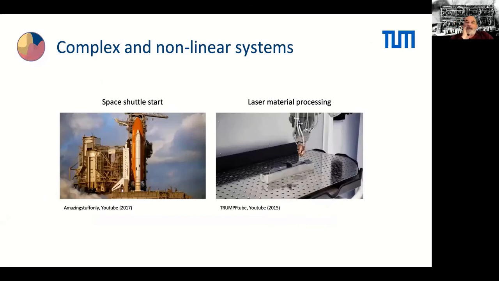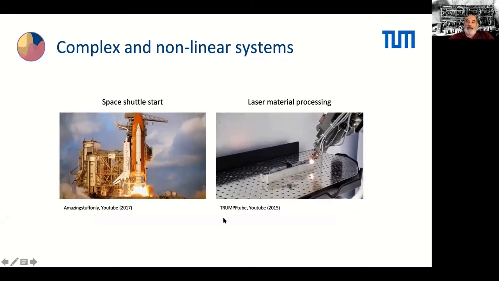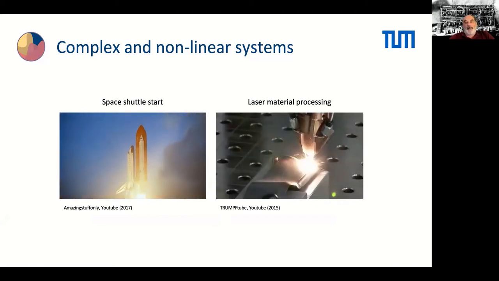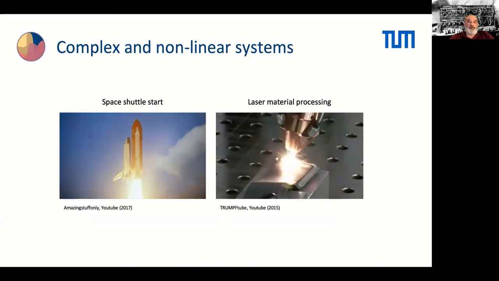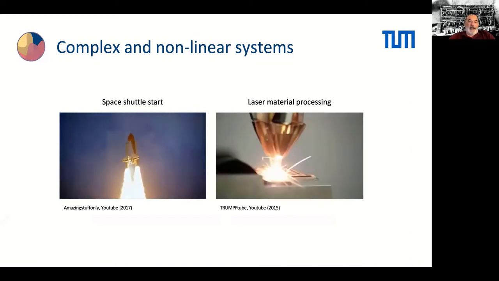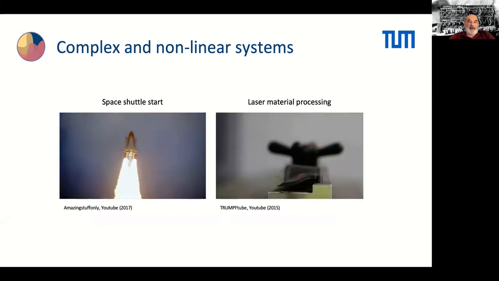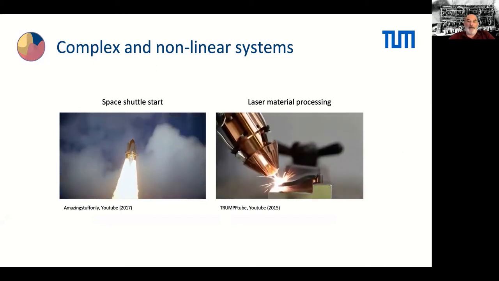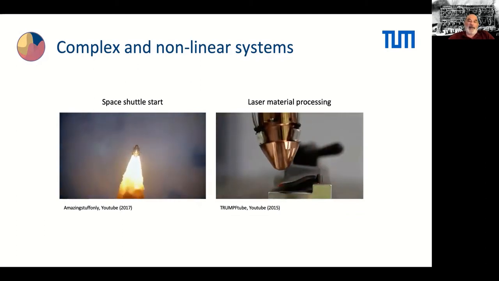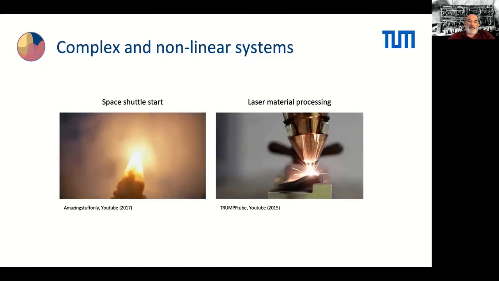So the main story starts with various types of very complex and highly nonlinear systems, like space shuttle starts, as well as laser welding, laser material processing. Those are typically fairly complicated tasks, and they also need a lot of control in order to work properly. If the control fails in the space shuttle, then the space shuttle will probably not start as we anticipate and hope for. The same applies when we are building airplanes and cars. A lot of laser welding is employed, which is a highly complex process that needs control.